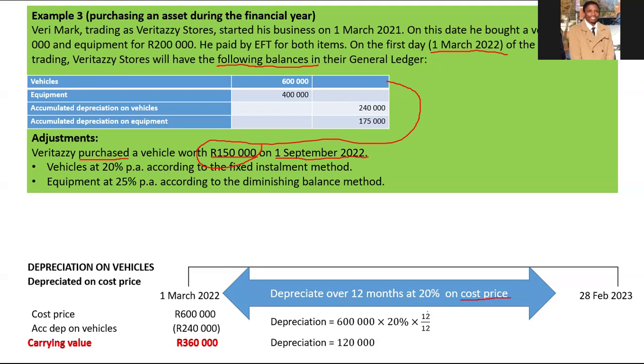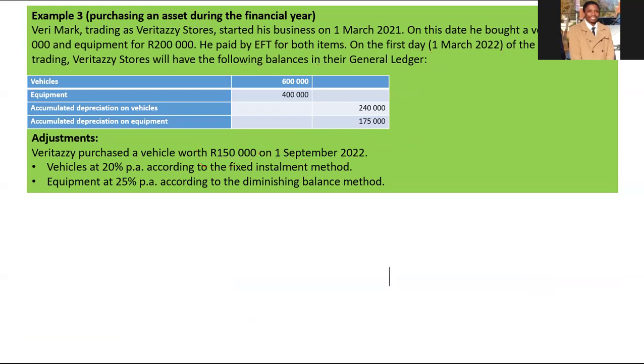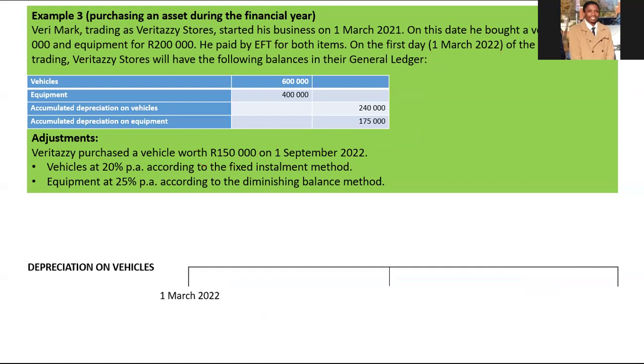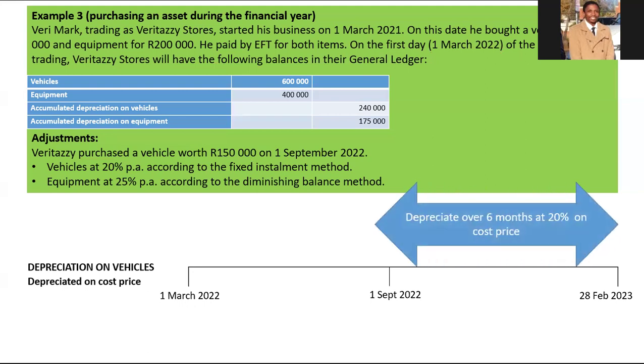Now I'm going to go to the new vehicle that we purchased on the 1st of September. We purchased it during the year. So when we depreciate it, we'll depreciate it from the purchase date to the end of the year. It wasn't there at the beginning of the year. So we only had it from the 1st of September until the end of the year, which is the 28th of February. In essence, we've only used it for 6 months.